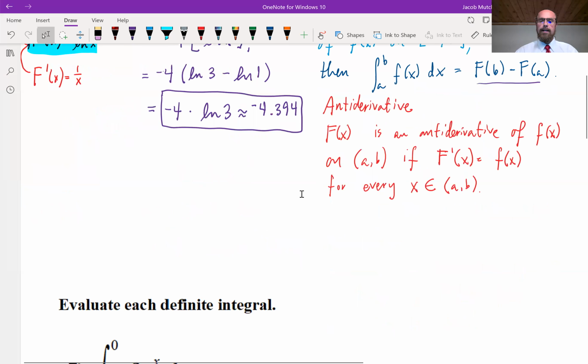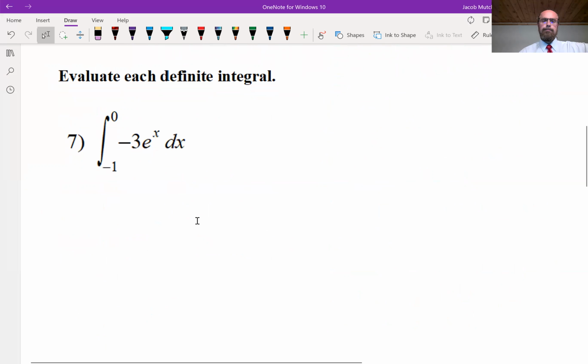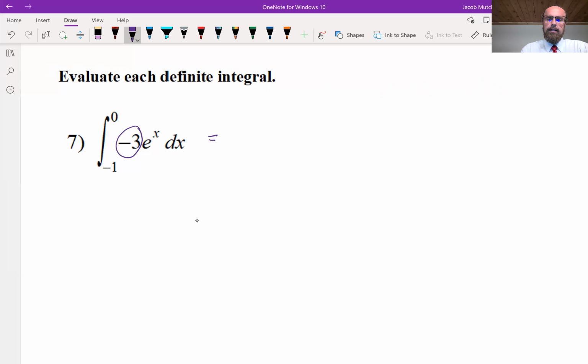Let's take a look at a second example of the definite integral from -1 to 0 of -3 times e to the power of x. Again, we want to think in terms of the integrand and its antiderivative. So I do see that I have a -3 constant that can pass to the left outside the integration. So this would be equivalent to -3 times the integration from -1 to 0 of simply e to the x dx.